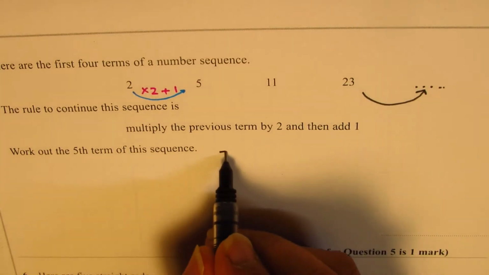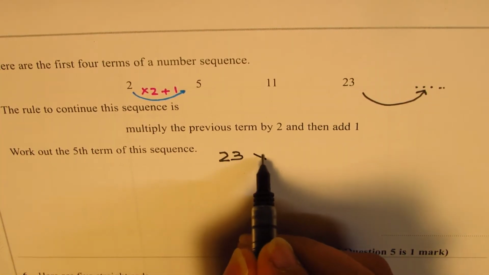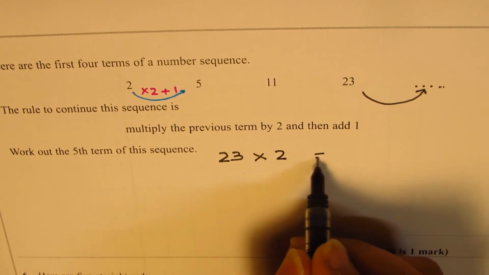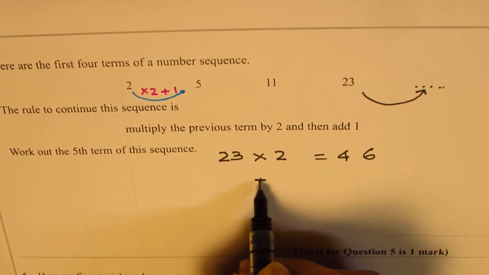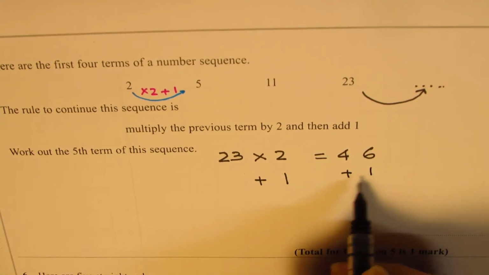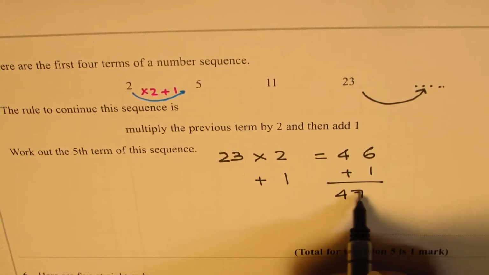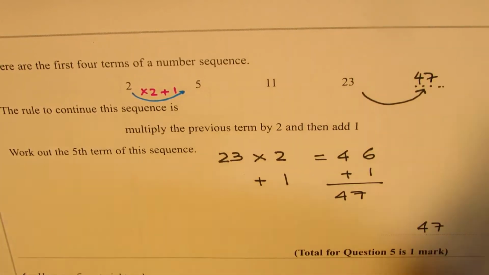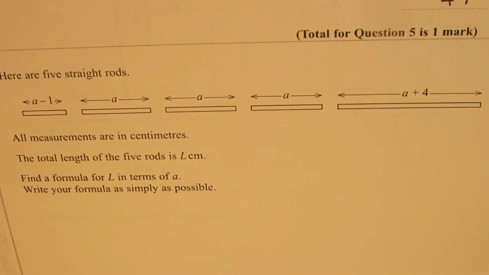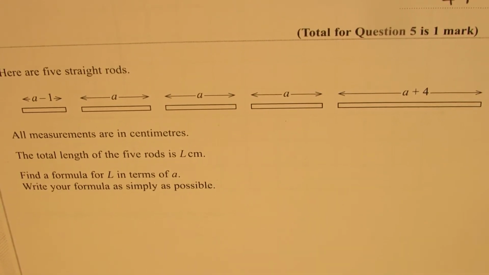So we have 23. So we'll just multiply 23 by 2 first. So we get 2 times 3 is 6, 46. And then we are going to add 1. So when you add 1, you get 47, correct? So that is your answer, 47. So next term will be 47. Clear?